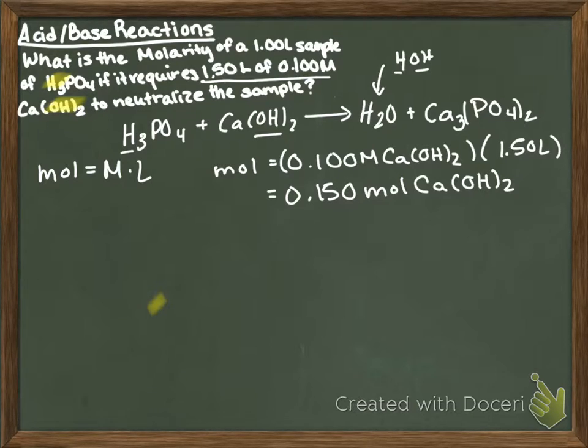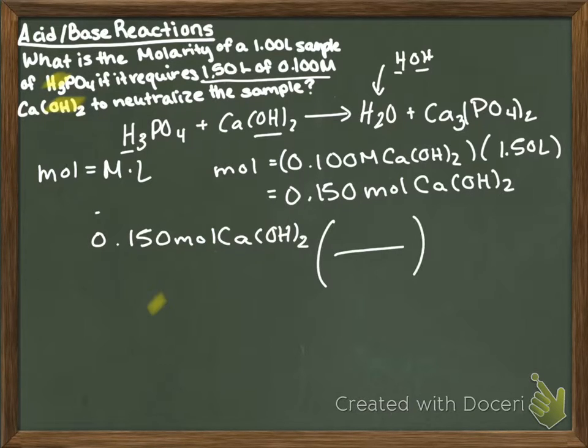I'm just going to go ahead and take my 0.150 moles of Ca(OH)2, and I'm going to make a fraction. Since I'm going from moles to moles, I only need the one fraction. One thing I did not do before, though, is balance my reaction, so I have to go back and do that.